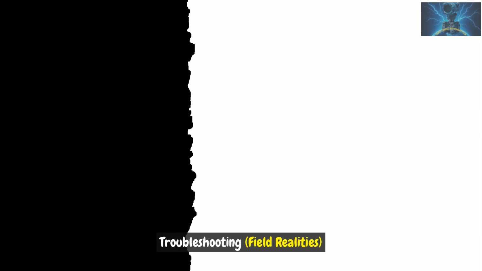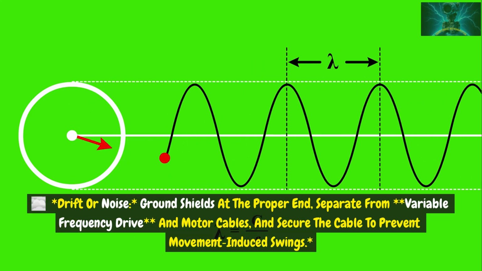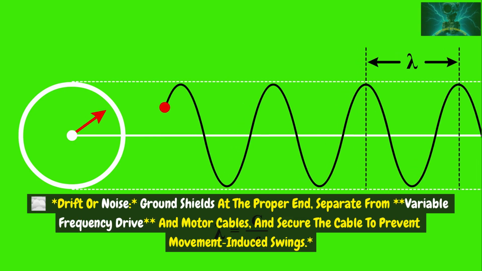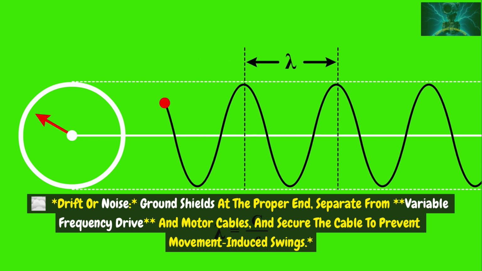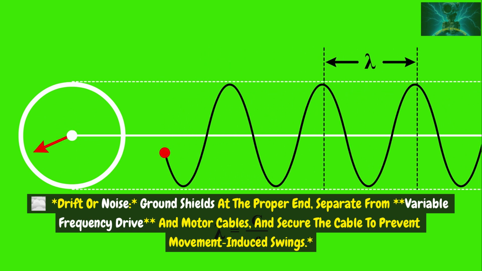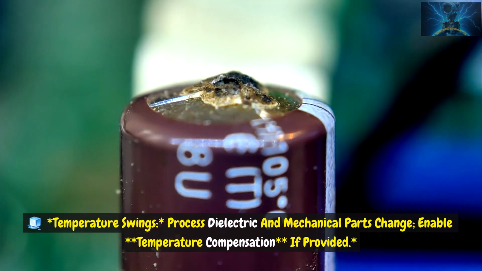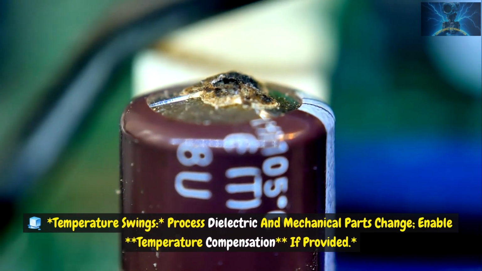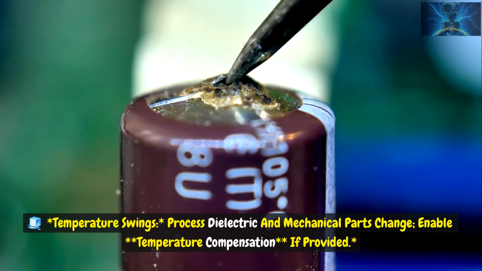Troubleshooting, field realities. Drift or noise: ground shields at the proper end, separate them from variable frequency drive and motor cables, and secure the cable to prevent movement-induced swings. Temperature swings: process dielectric and mechanical parts change. Enable temperature compensation, if provided.